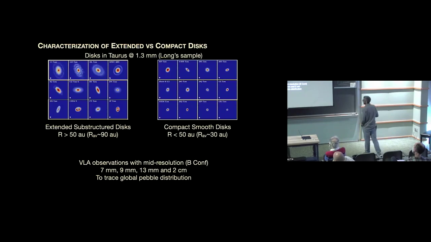So we started observations with the VLA, with mid resolution, similar resolution to ALMA, at 7 millimeter, 9 millimeter, 13 millimeter, and 2 centimeter. Only at 7 millimeter we have the same resolution as this observation, but these other wavelengths were necessary to subtract the free-free emission, because all these have a strong free-free emission. And the objective was to trace the global pebble distribution.